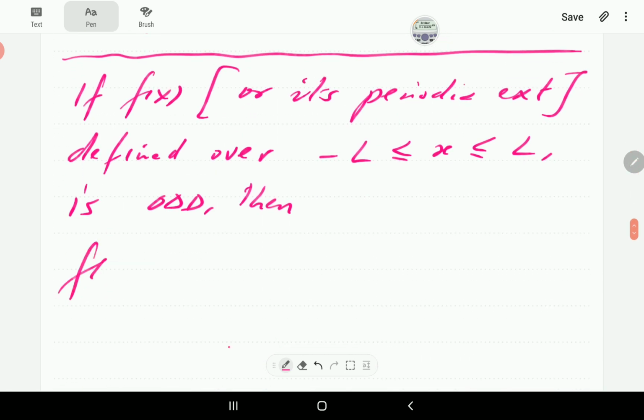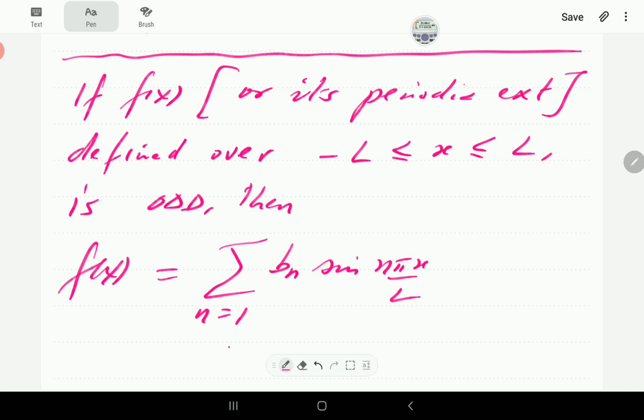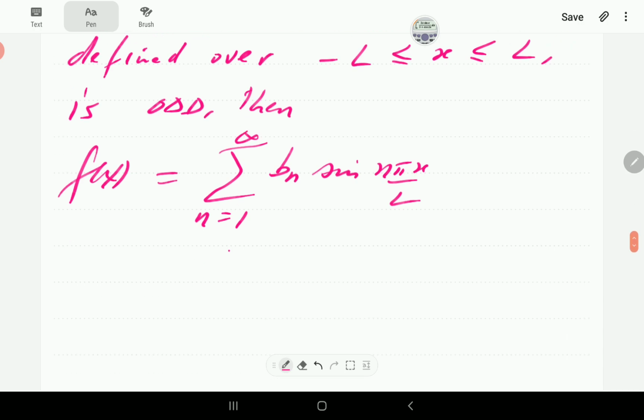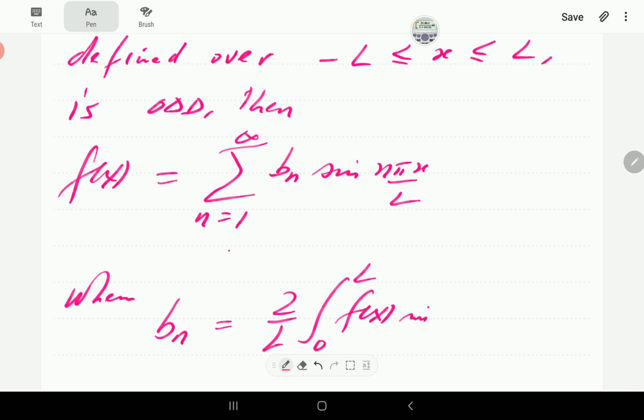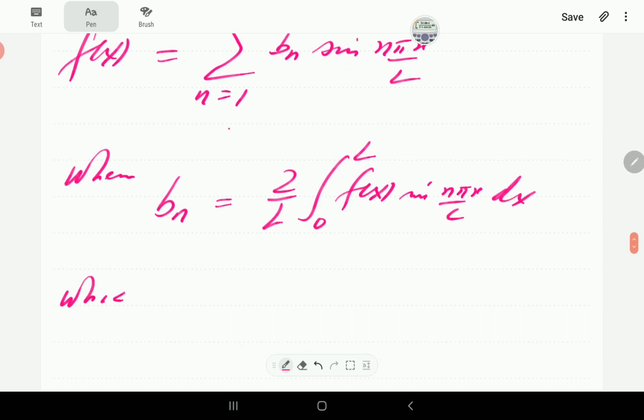So f of x is simply going to be the sine terms, n pi x over L. Of course, for the sine terms, n equals 0 doesn't count because sine 0 is 0. So the bn are going to be 2 over L integral from 0 to L f of x sine n pi x over L. And this one is the half range sine series.